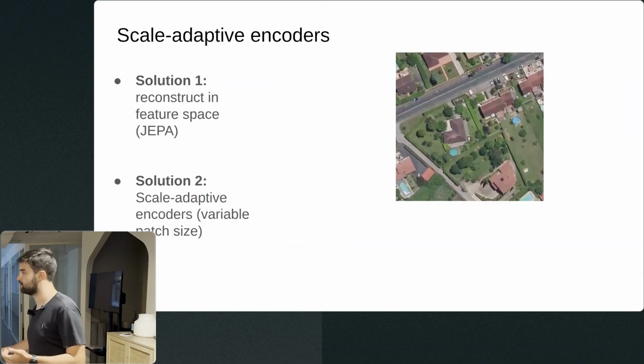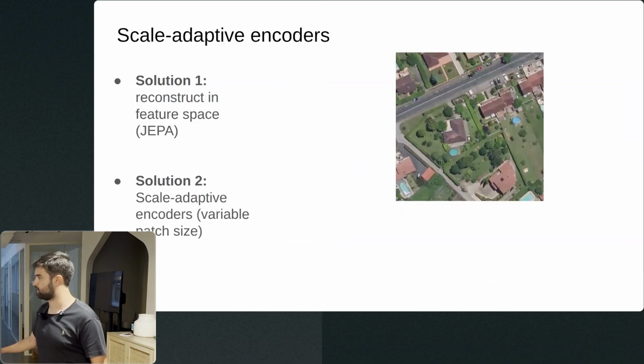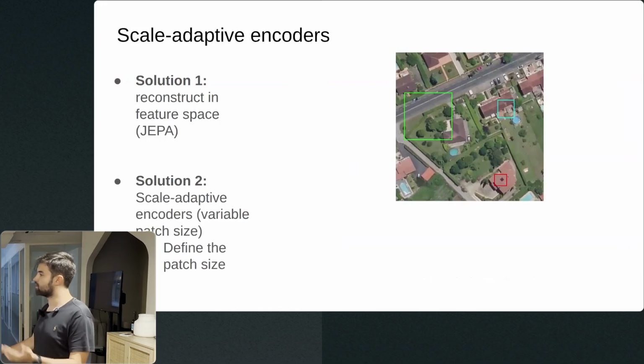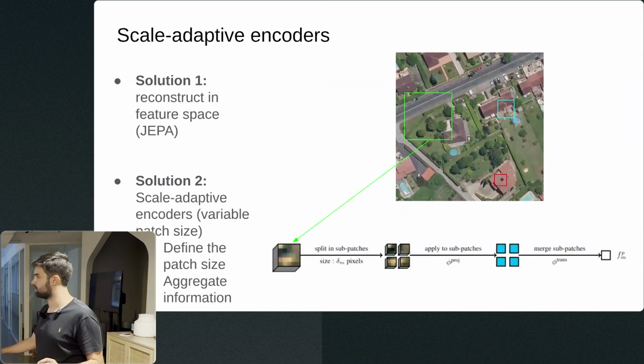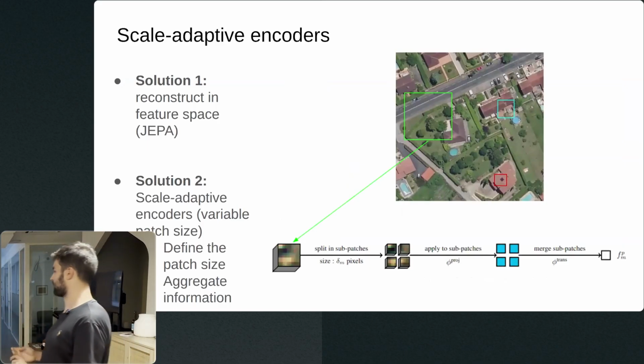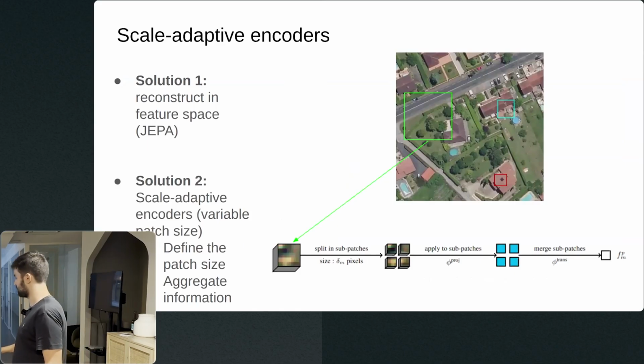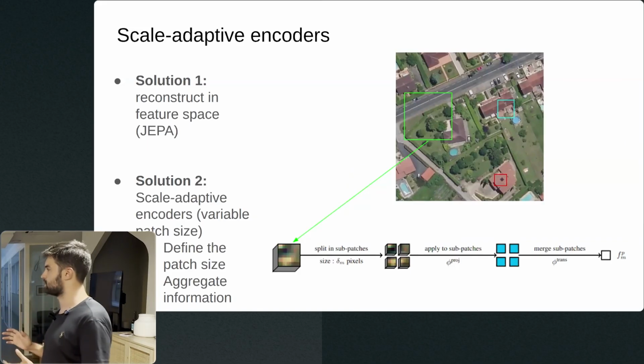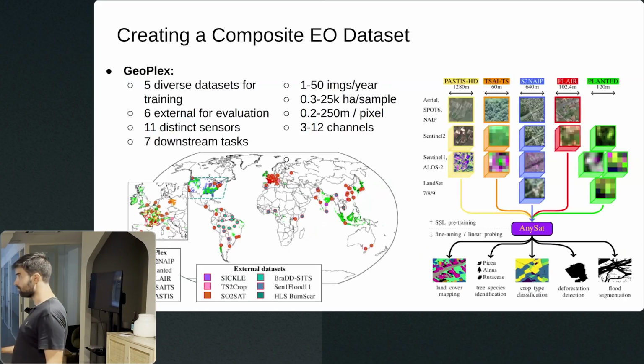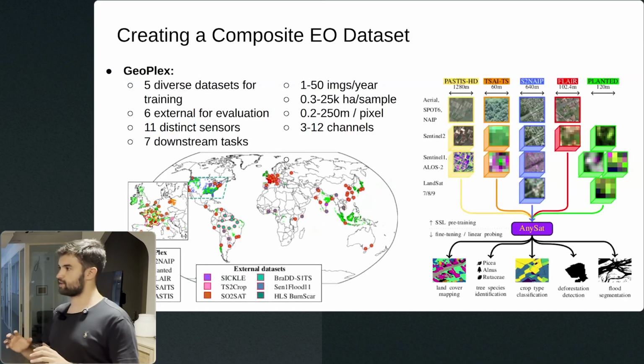And the second solution is to have scale adaptive encoders. So we're going to define the patch size at inference time. Given an image, we're going to define the size of the patch we want, and then we're going to aggregate the information in this patch to just get our patch encoding. This is done with a transformer, so basically it's a two-stage transformer. Now we are able to process highly different input types.